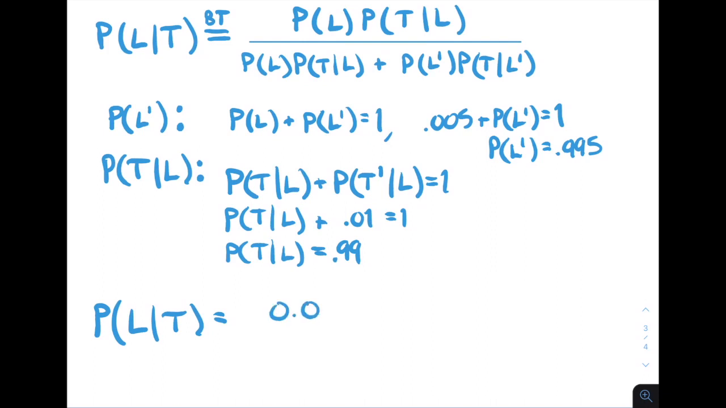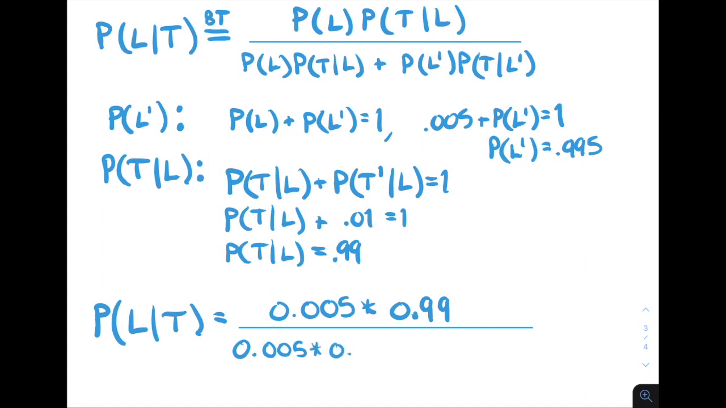So we get that the probability of L given T is the probability of L, which is 0.005, times the probability of T given L, which is 0.99, all divided by 0.005 times 0.99 plus 0.995 times 0.2, and that this is approximately 0.024.